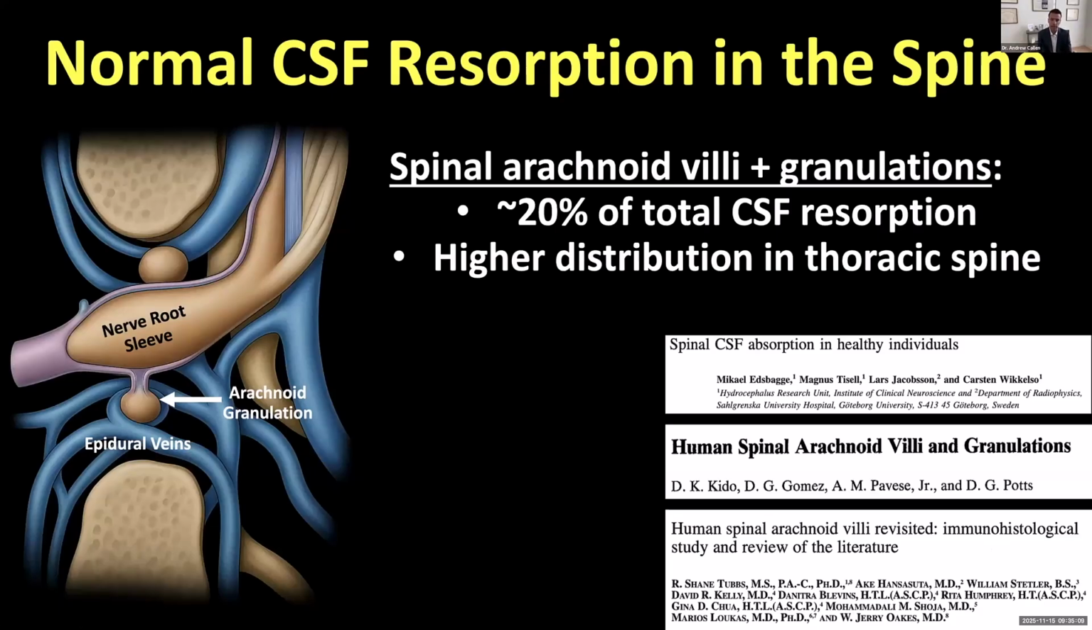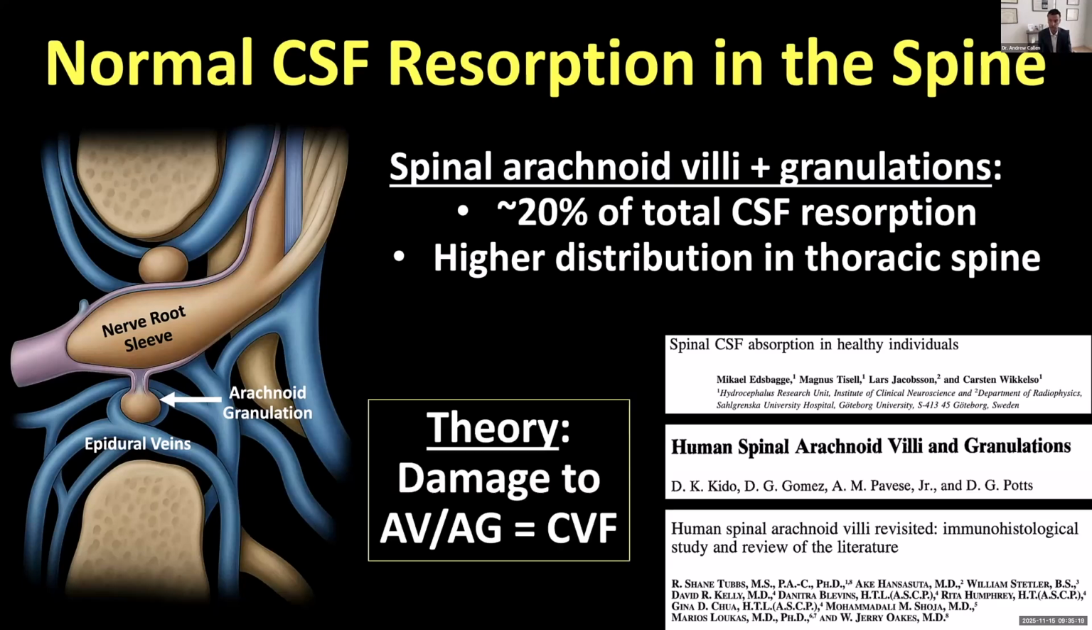There's a higher predilection of these in the lower thoracic spine, which may account for the distribution that we see, where most of these tend to occur in the thoracic spine and a lot of them in the lower thoracic spine. And so the prevailing theory is that there is some damage to the arachnoid villus arachnoid granulation complex that will then lead to unregulated flow of CSF into the venous system.